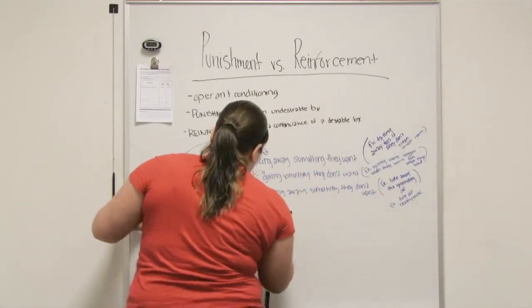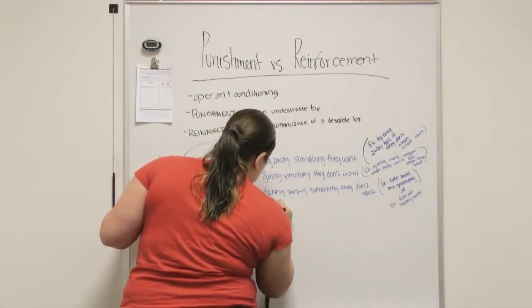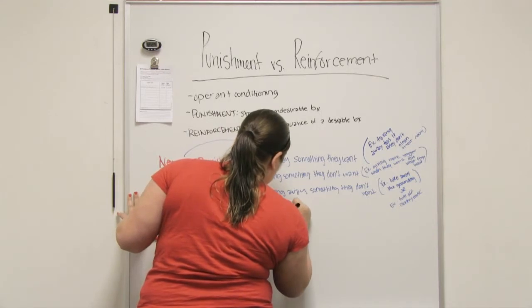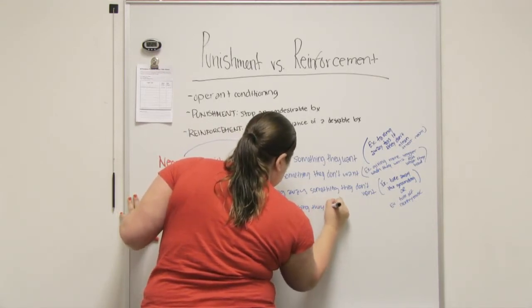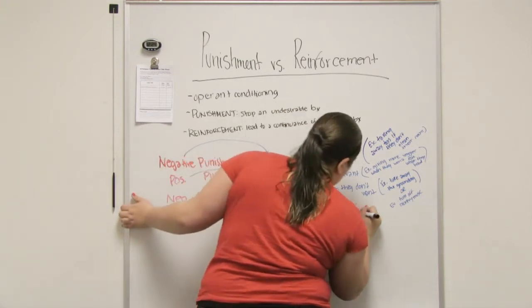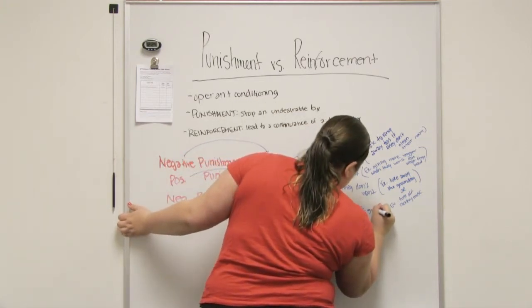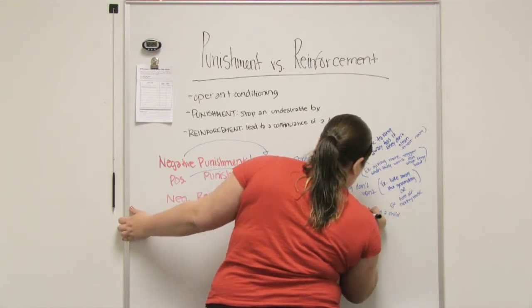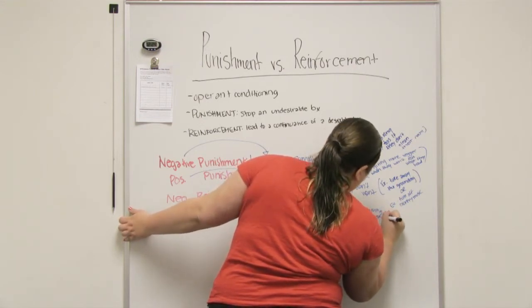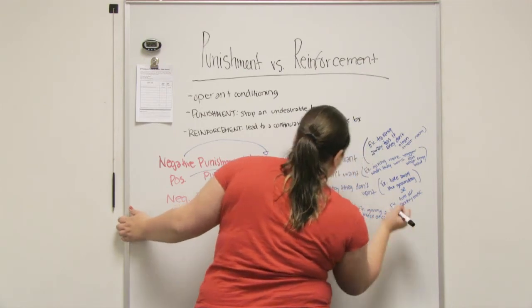So then for positive reinforcement, again, positive means giving something, and in this case, it's giving them something they want. So, for example, giving a child a piece of candy if they load their plate into the dishwasher.